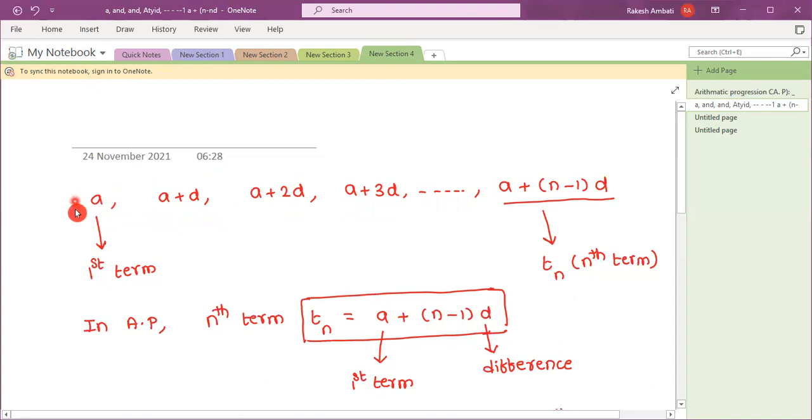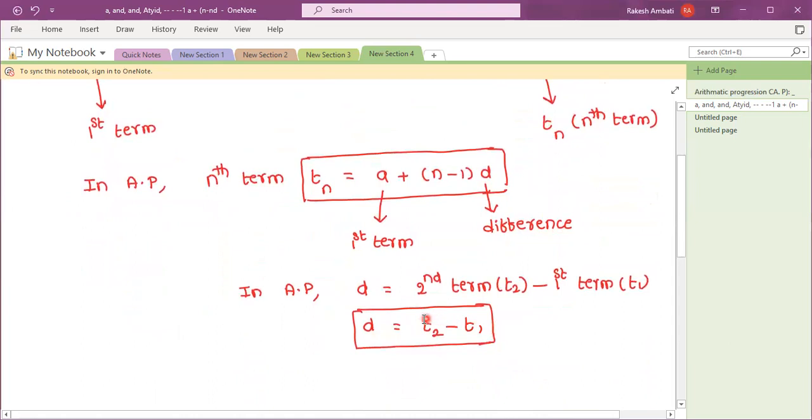In this progression, it is the first term, the second term, the third term, the nth term. This nth term formula is very, very important. Therefore, in AP, nth term equals a plus (n minus 1) into d. Here a means the first term and d means the difference. How to find the difference? T2 minus T1, that means second term minus first term.